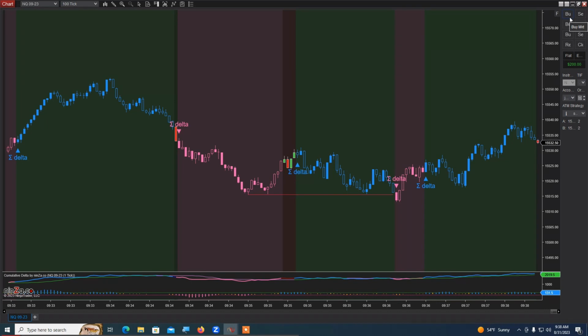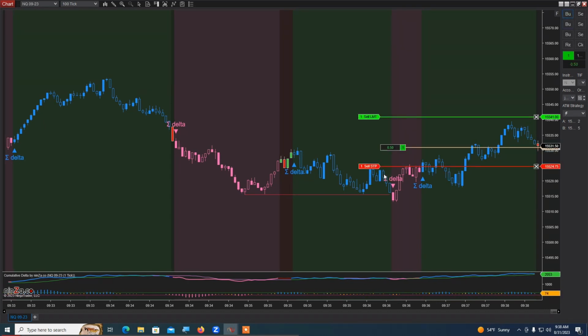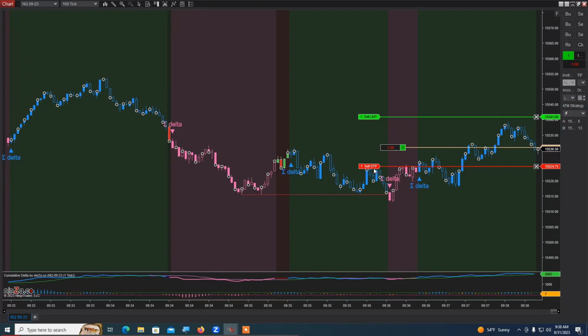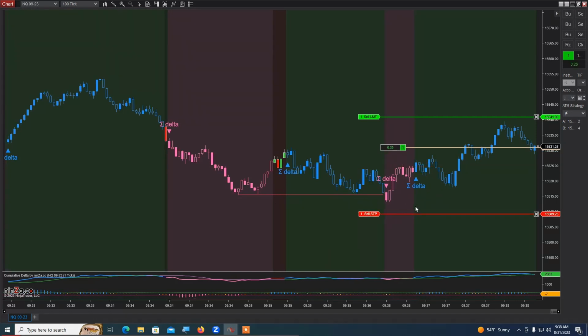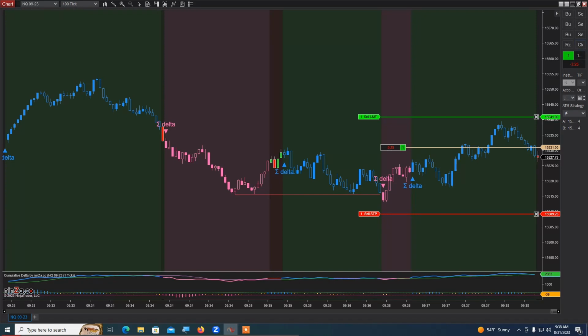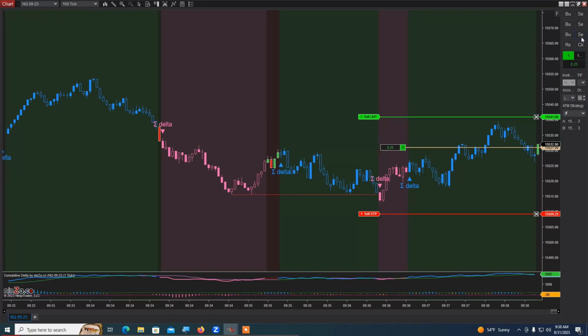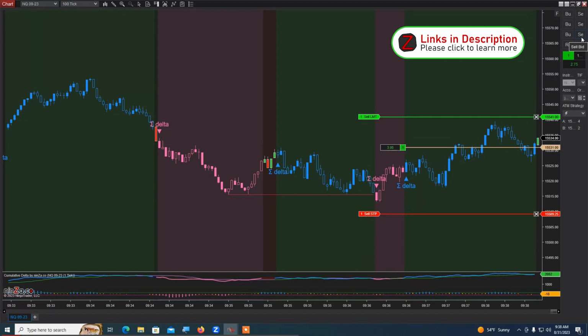Yes, I'm gonna take another long here. Things still look bullish. Gonna bring my stop just right below that pivot. And again, I'm gonna see if I can target higher. Now, just looking at the higher time frame here, everything looks bullish.